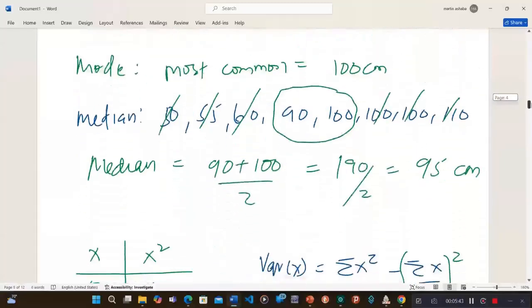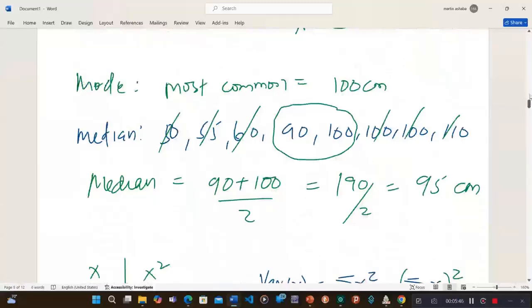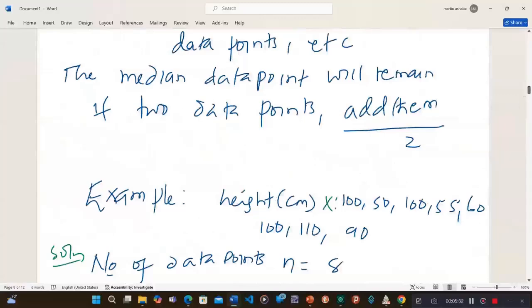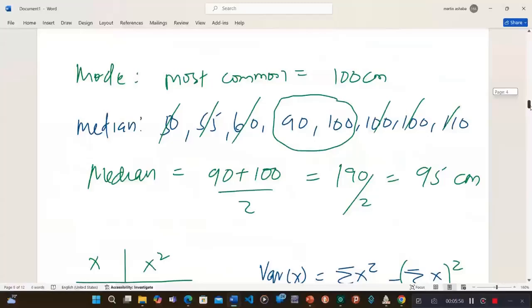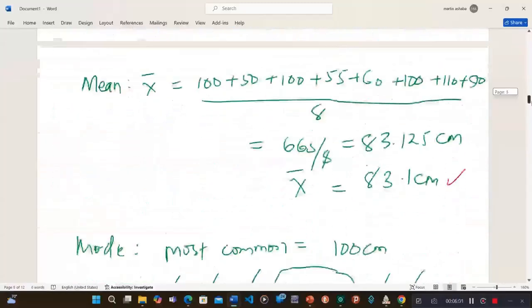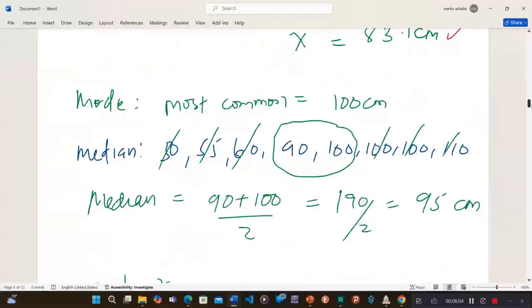What about mode? We said mode is the most common. So when I check among these data points, the most common is 100. Therefore, your mode is 100 centimeters. What about median? We said you arrange in ascending order or descending order, then you cancel them. Cancel the first and the last, the second with the second last, the third with the third last. Then what will remain in the middle will give you the median. But now in our case, we are remaining with the 2. So add the 2 and divide by 2. What you will get is going to be your median.